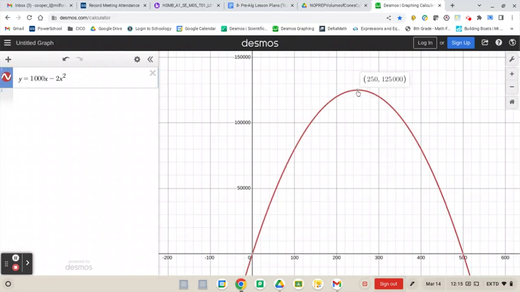So what does this mean? I need everybody to pay attention, please. What does 250, 125,000 mean? That when the width is 250, the area is 125,000. And that also means that I'll be able to use my 1,000 feet of fencing. That's like the maximum amount I can get for my area. Does that make sense?